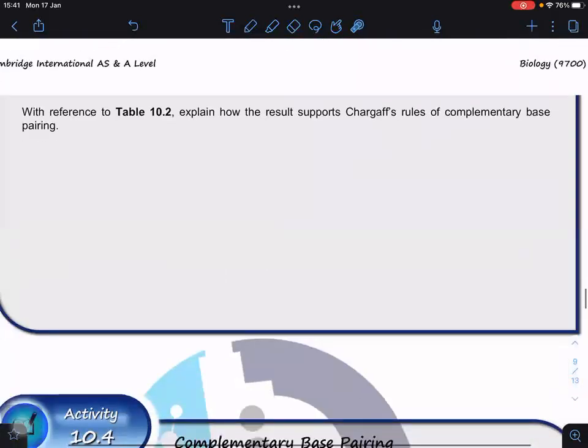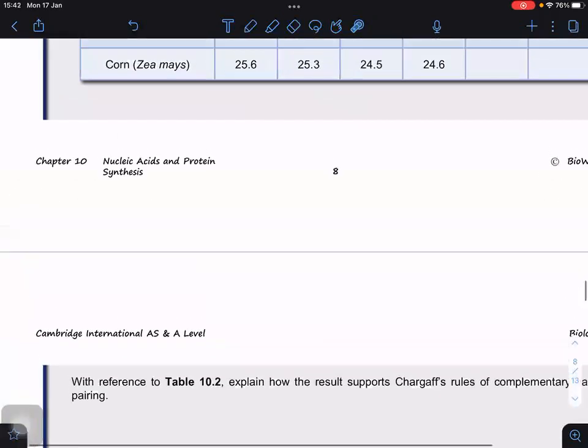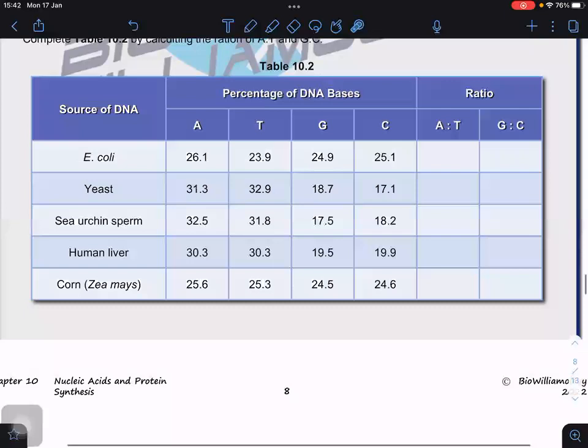So we reference table 10.2: explain how the results support Chargaff's rules of complementary base pairing. So what did Chargaff say? Chargaff said that in terms of base pairing, it must be A and T, C and G. Not A and G, C and T. No, it cannot be this way. Are you clear? So Chargaff said this. Can we explain by using the result? Yes, we can. You can see that A and T are always in a ratio of 1:1, C and G always in a ratio of 1:1. So it means that they must be pairing together.